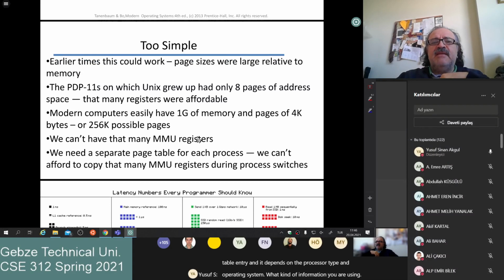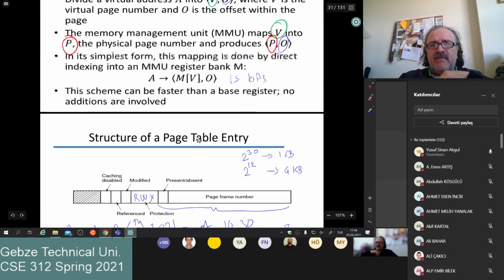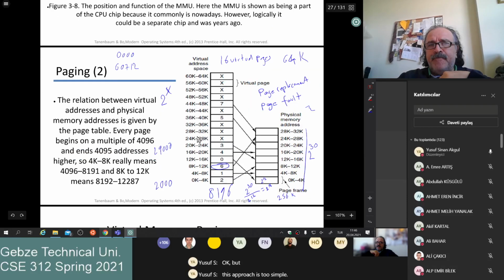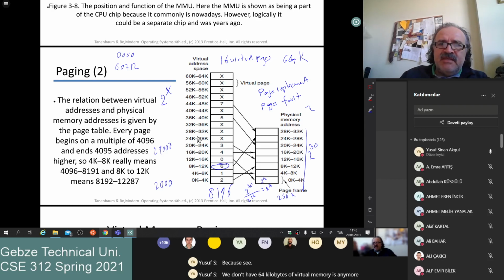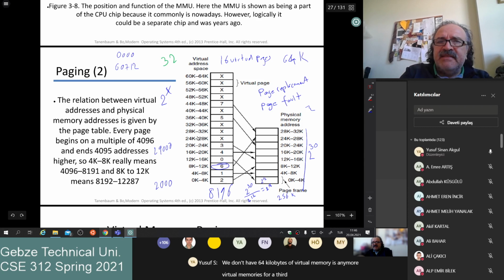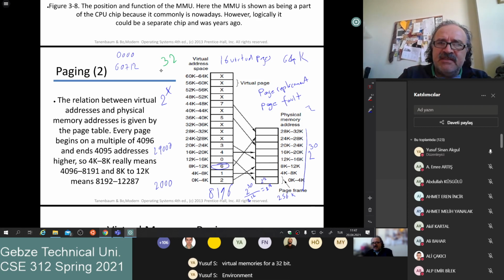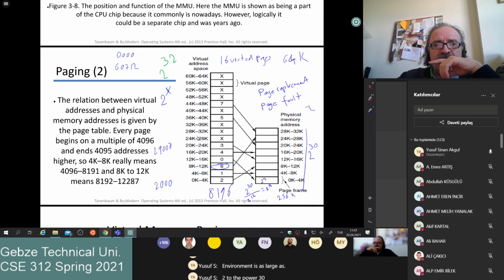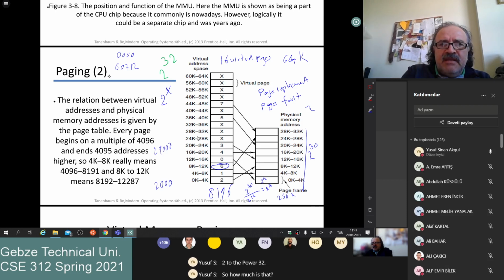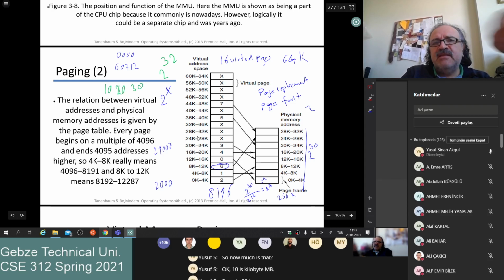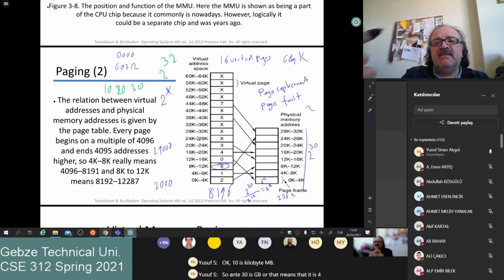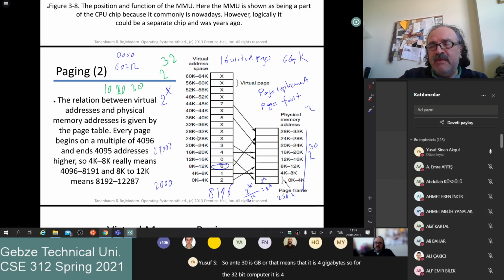Okay, but this approach is too simple because we don't have 64 kilobytes of virtual memory anymore. Virtual memory for a 32-bit environment is as large as 2 to the power 32. So how much is that? Okay, 10 is kilobyte, 20 is megabyte, 30 is gigabyte, and that means that it is 4 gigabytes. So for a 32-bit computer, it is 4 gigabytes of virtual memory.